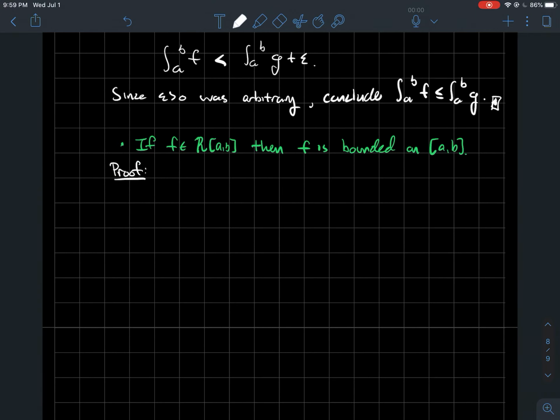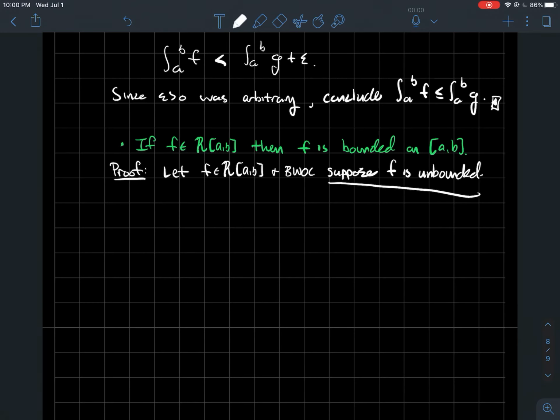All right, let's get into the proof. Let's say f is Riemann integrable on [a,b], and by way of contradiction, let's suppose that f is unbounded. So we're going to suppose that doesn't happen: p and not q, classic contradiction. For convenience, instead of having this be the integral, I'm just going to denote it by L.